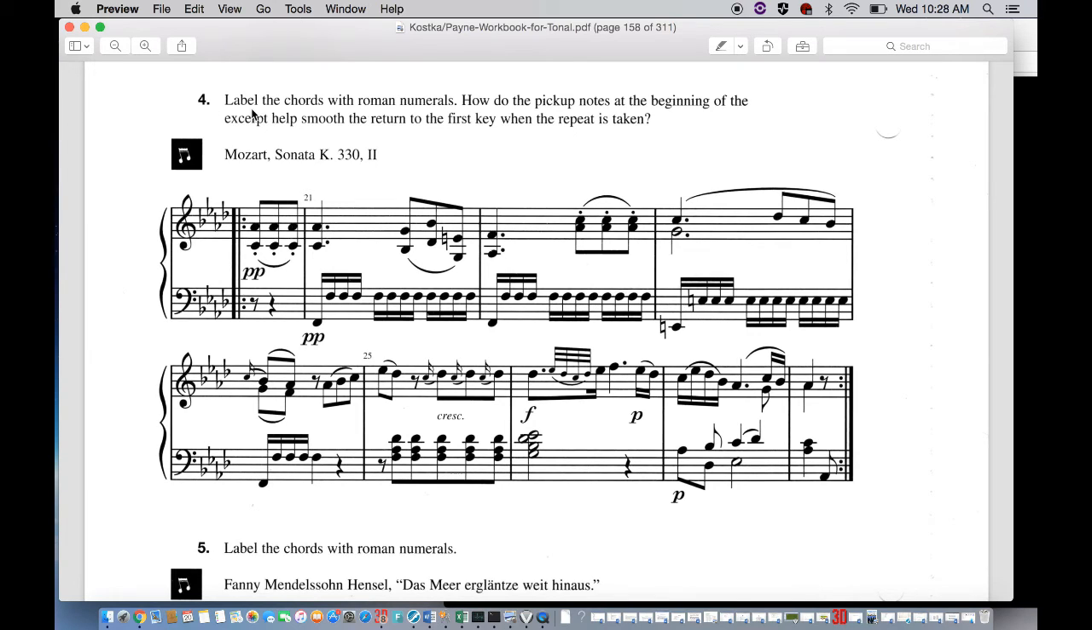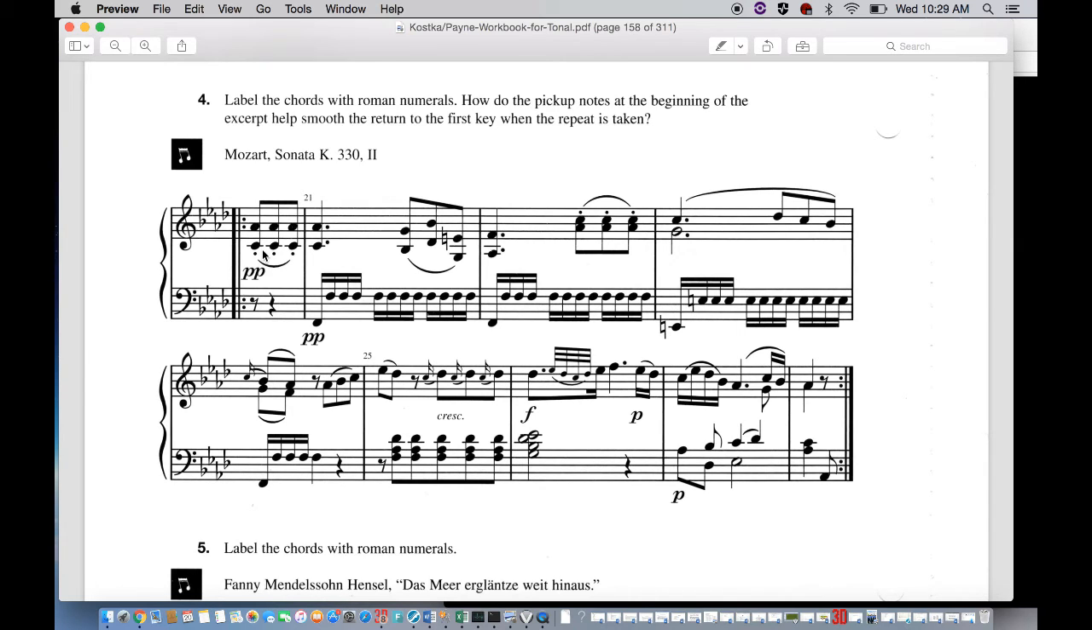Okay, so let's start with the instructions. It says, label the chords with Roman numerals. How do the pickup notes at the beginning of the excerpt help smooth the return to the first key when the repeat is taken? Okay, so before I label any chords, I'm going to try to establish what key I'm in. So I've got 4 flats, and I begin on A flat, right? A flat and a C.